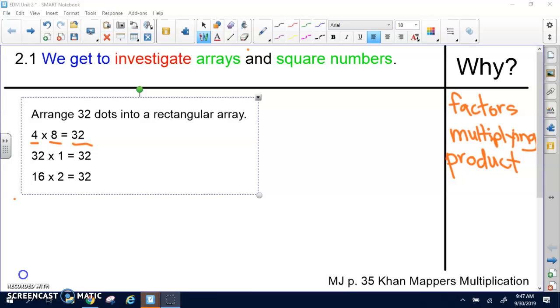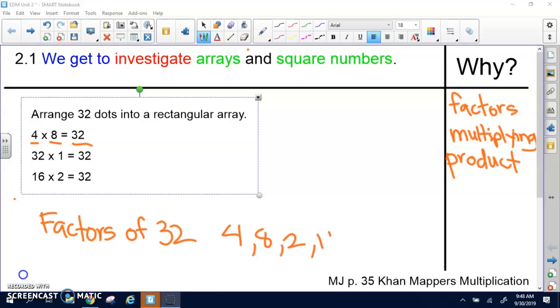Here's the beautiful thing. At one point, and this is going to be a lesson later on, it's going to ask you, what are the factors of 32? You guys have identified them. They're 4, 8, 2, 16, 32, and 1. So when it says factors of a number, you need to think of all the numbers that can be multiplied together to find 32.